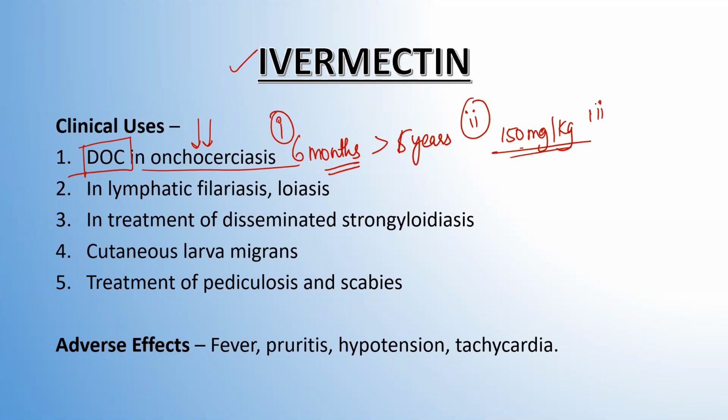And for adjunct therapy, you have to combine it with corticosteroids. So you give it every 6 months. That is the first prerequisite. You give it for individuals more than 5 years. The second prerequisite is it is given in a dose of 150 micrograms per kg, and it is given along with corticosteroids.